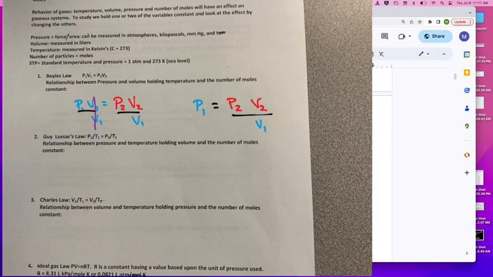Okay, does that kind of make sense? Is this the expression that we're being asked for? Have we condensed all like terms? No. On the right-hand side, I have P and V. So what do I need to do? Divide both sides by P2. Now what do I get? P1 divided by P2 equals V2 divided by V1. That's the expression I believe we're looking for.